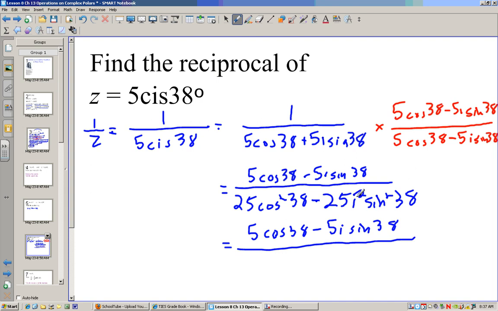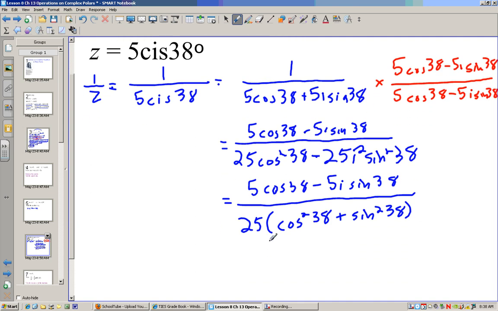And let's see what we can do with this denominator. This i squared can turn into a plus, and then I can factor the 25 out. So if I factor the 25 out, I'll have cosine squared 38 plus sine squared 38. Hopefully everybody knows cosine squared plus sine squared of any number, as long as these two are the same, is going to equal 1. So this denominator just becomes 25.